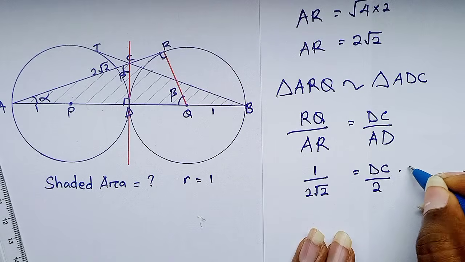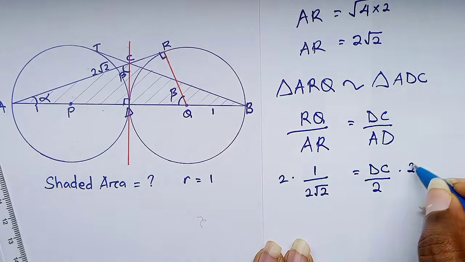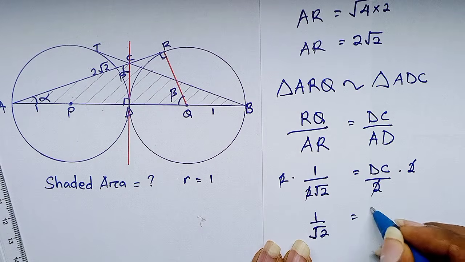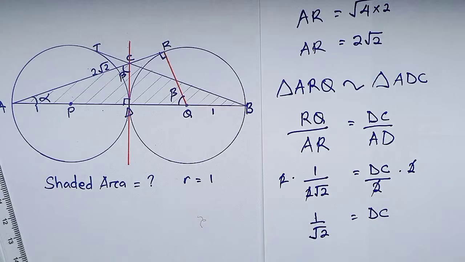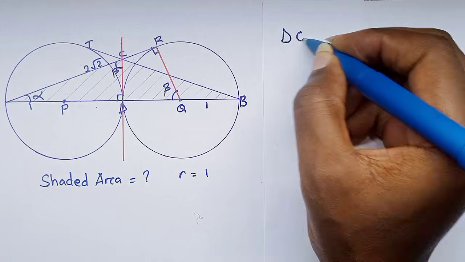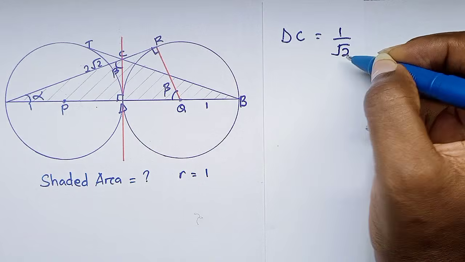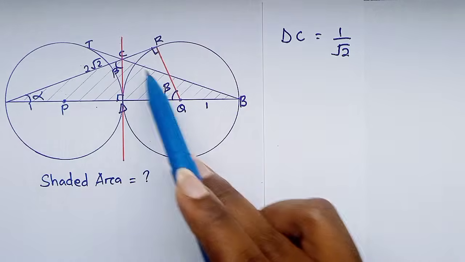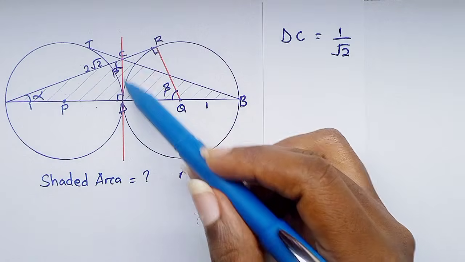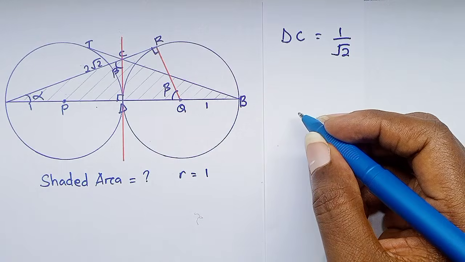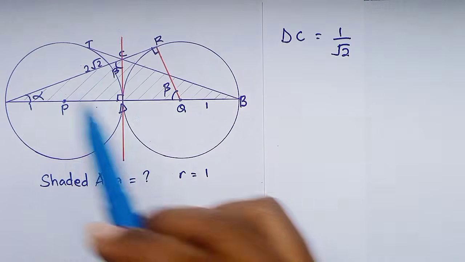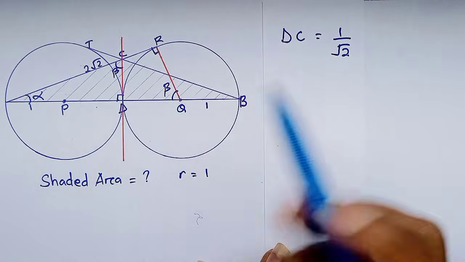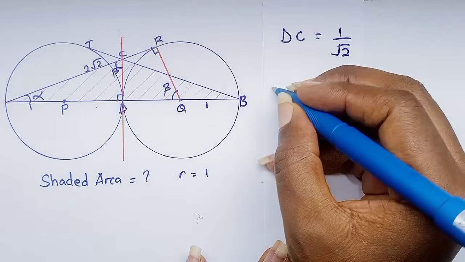So we multiply both sides by 2. So this 2 cancels, and also this 2 cancels with this 2. So we have 1 over root 2 being equal to DC. So that implies that DC is equal to 1 over root 2. Now DC is the height of the shaded triangle for which they want us to find the area. Hope you realize that. It's the height. So now that we found the height and we have the base, which is the sum of the 2 diameters, now we can find the area of the shaded triangle.